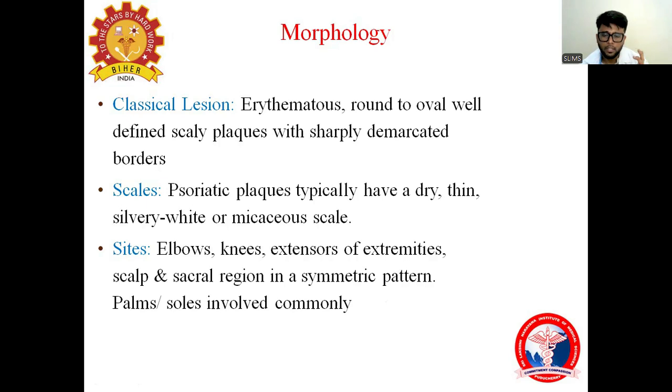The common sites are the elbows, knees, extensors, scalp, and sacral area, in a symmetric pattern. Palms and soles are also commonly involved, and the scalp is involved as well.